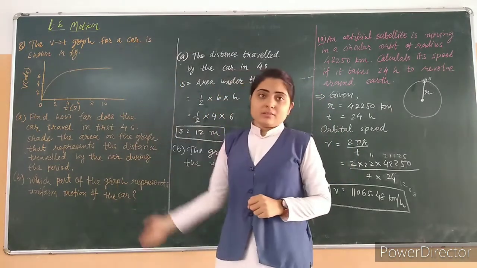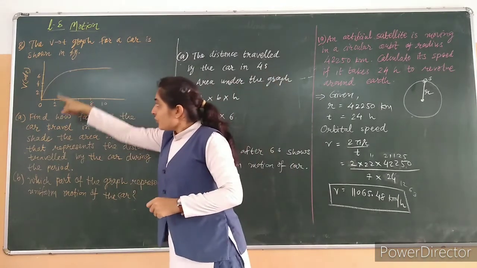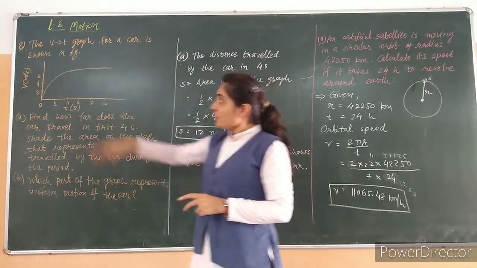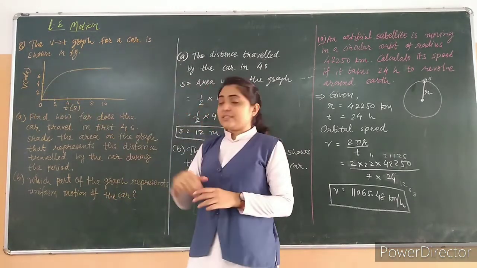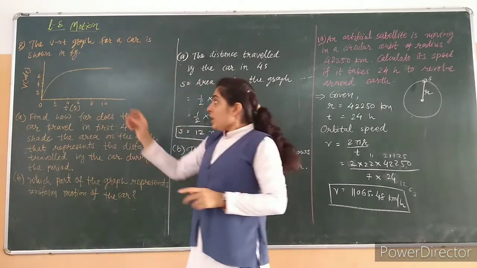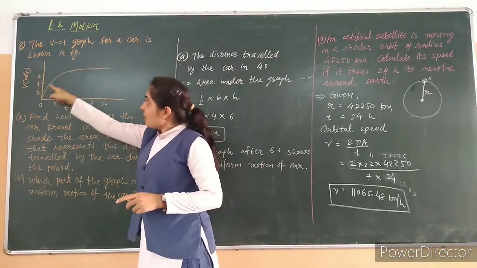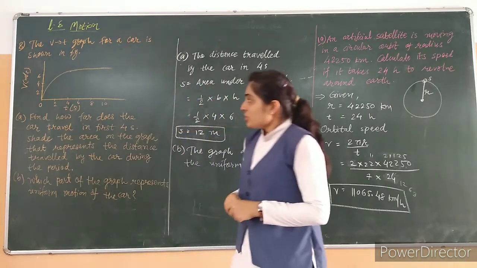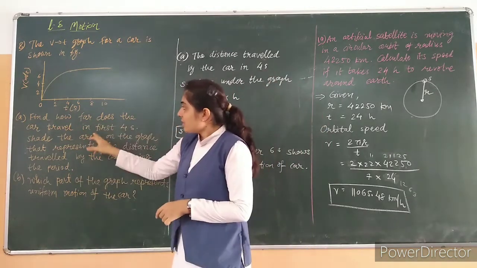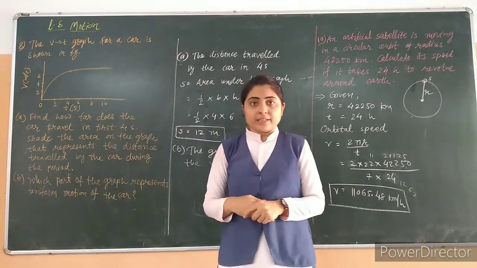So observe it and answer the following. The figure shows the speed versus time graph. On the y-axis it is given speed, in meters per second, and on the x-axis it is time in seconds. The nature of the graph is a curve. Now the question is, find how far the car travels in the first 4 seconds.